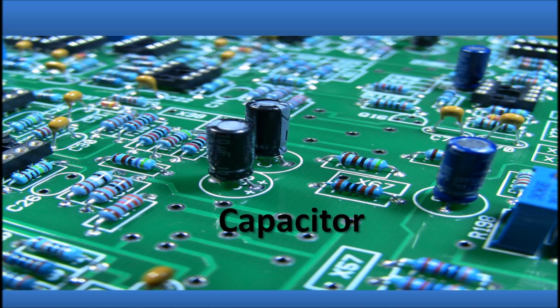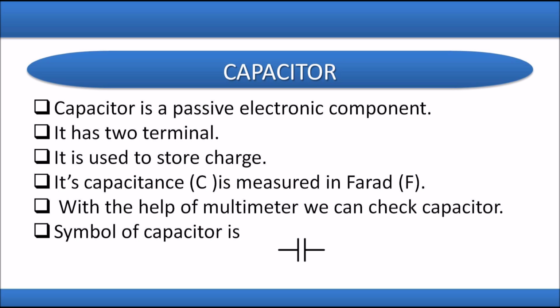Now let us learn about capacitor. Capacitor is a passive electronic component and it has two terminals. It is used to store charge. Its capacitance is measured in farad, and with the help of multimeter we can check capacitor.